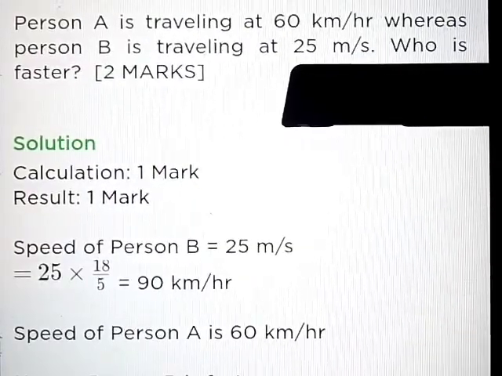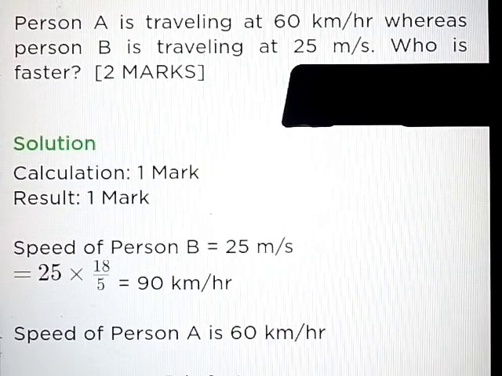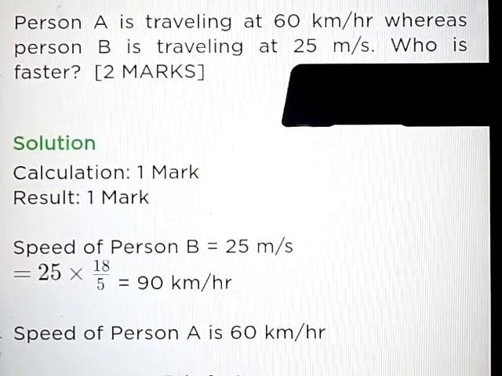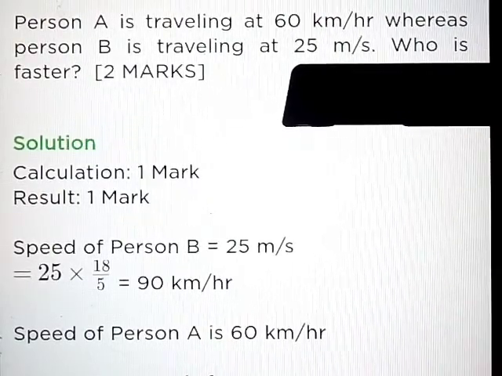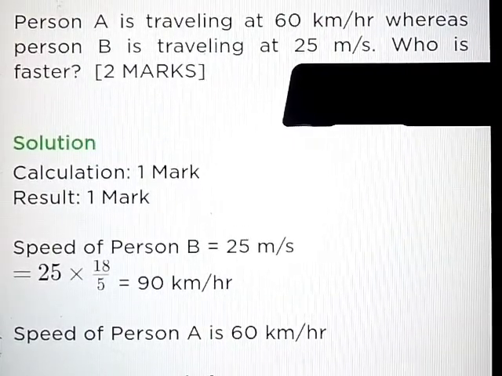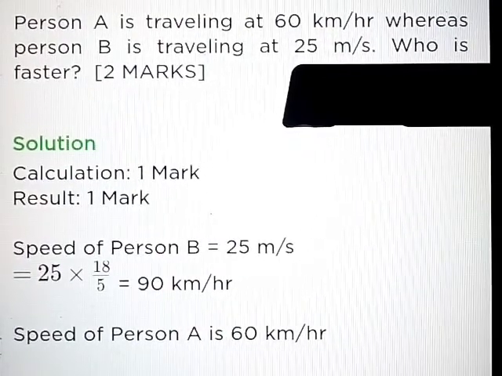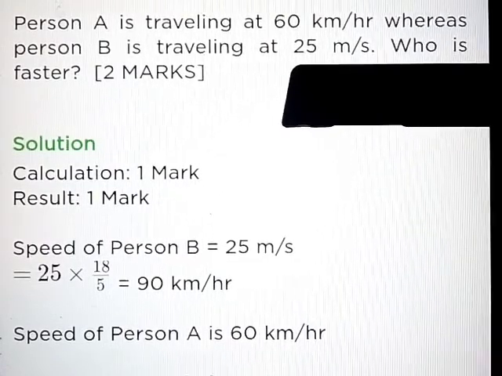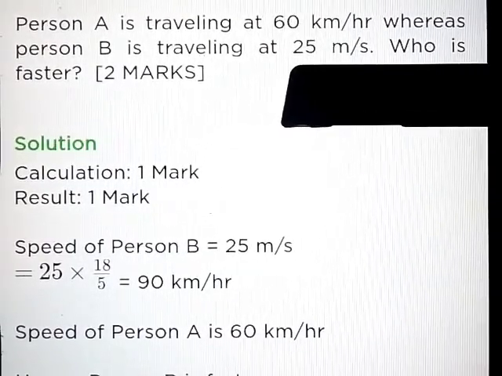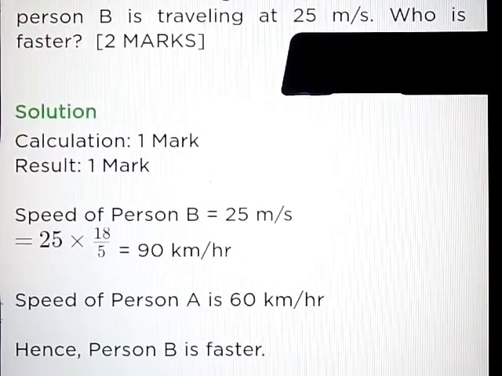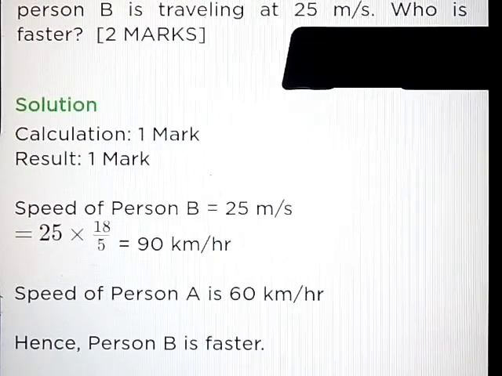Question number 3. Person A is traveling at 60 km per hour whereas person B is traveling at 25 meter per second. Who is faster? Answer. Speed of person B is equal to 90 km per hour. Speed of person A is 60 km per hour. Hence, person B is faster.